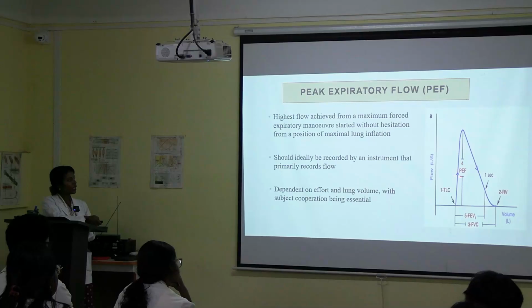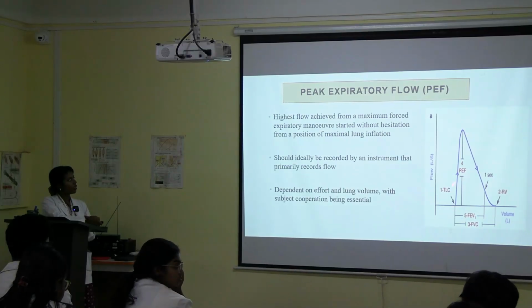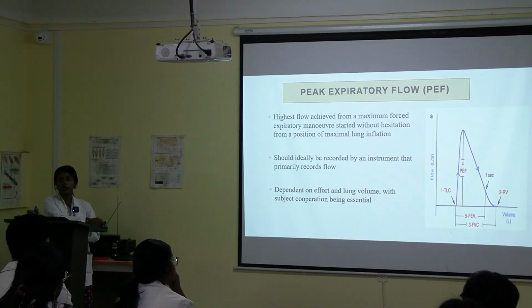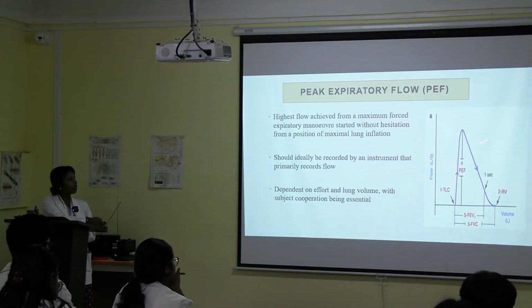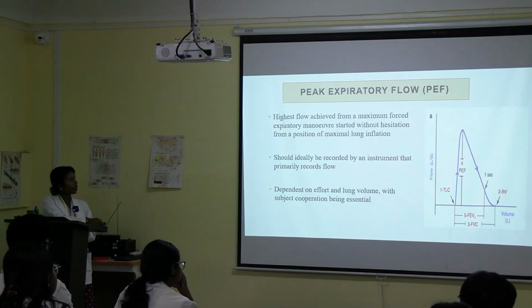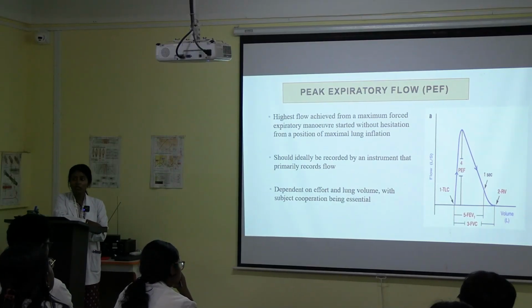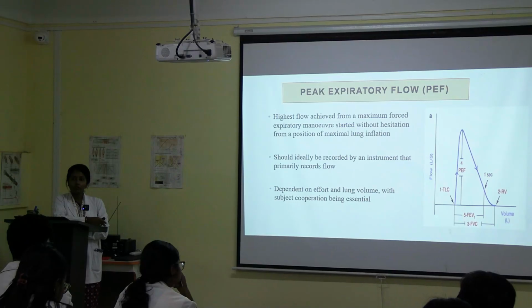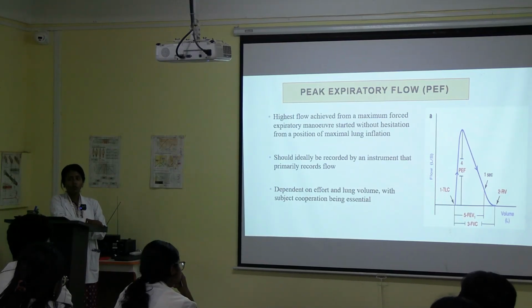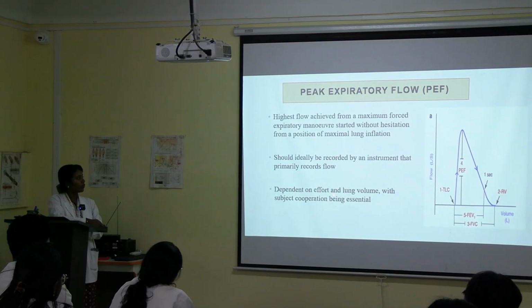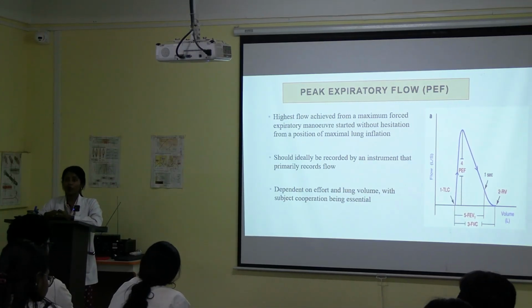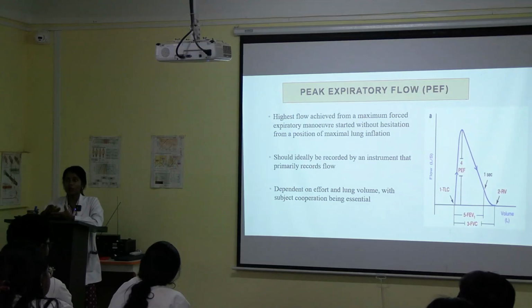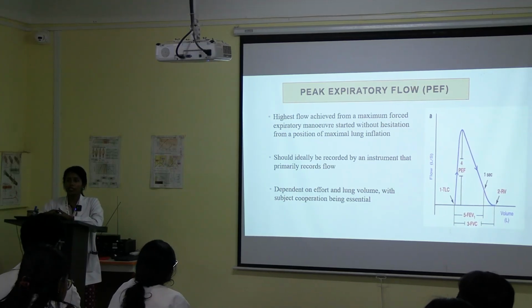So this is your peak expiratory flow rate. This is the highest flow which will be achieved during your maximum expiratory maneuver. This is the PEF, and ideally it should be recorded by an instrument that primarily records the flow. In the flow volume loop also you can find out the peak expiratory flow rate. It is dependent on the effort and the lung volume. So these things are also important. That is effort dependent. How much effort you give or how much you practice, you can perform better. So this is again effort dependent.